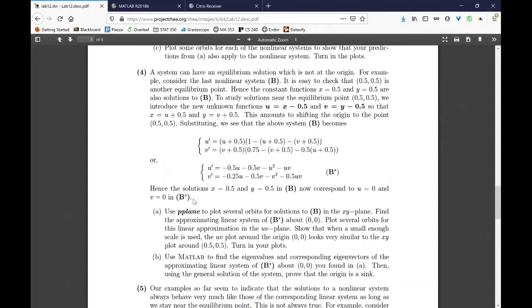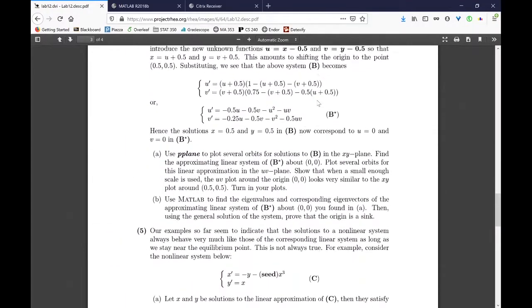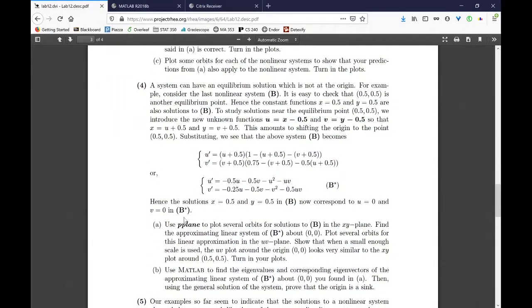And this means that we can just use a Jacobian directly. It's a lot easier to calculate because we could just substitute in 0, 0 instead of doing this whole deal up here. So part A: use p-plane to plot several orbits for solutions to B in the xy plane, and find the approximating linear system of B star around 0, 0, and plot several orbits for this linear approximation in the UV plane, and show that when a small enough scale is used, the UV plot around the origin looks very similar to the XY plot around 0.5, 0.5.